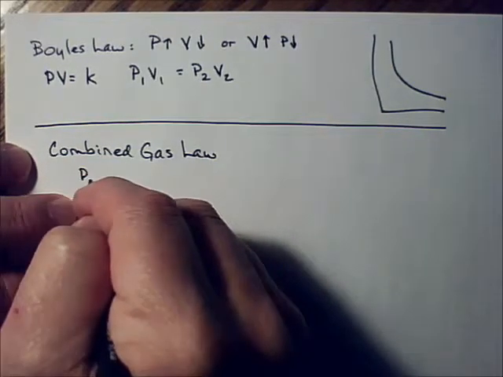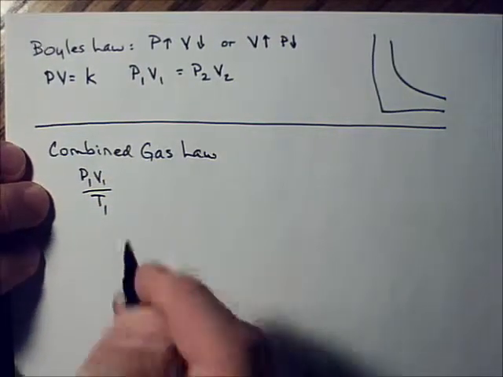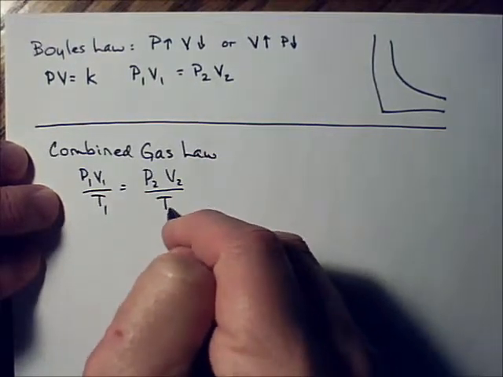You know. So P1, V1 over T1 this time. So we've got all the variables there. Okay? Equals P2, V2 over T2.